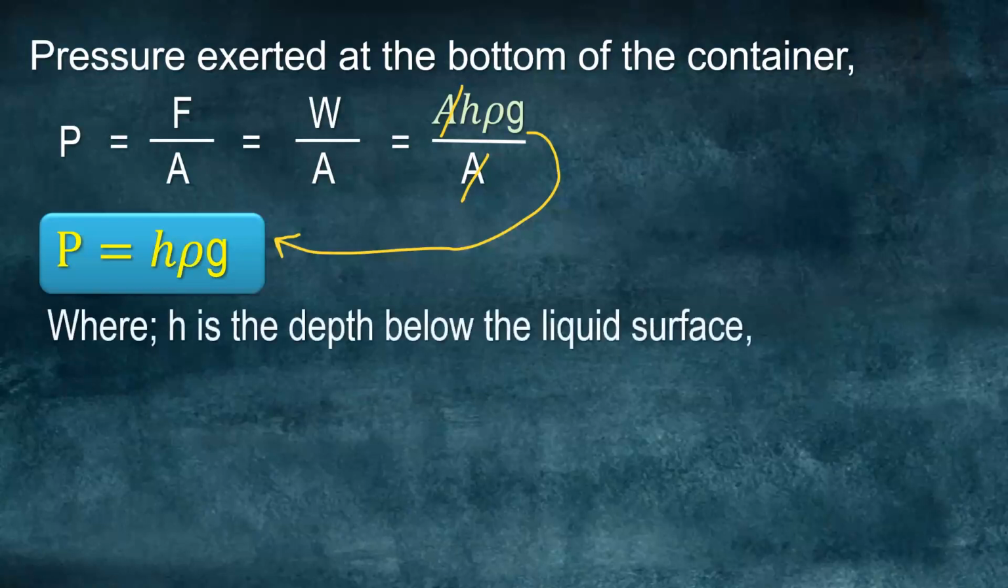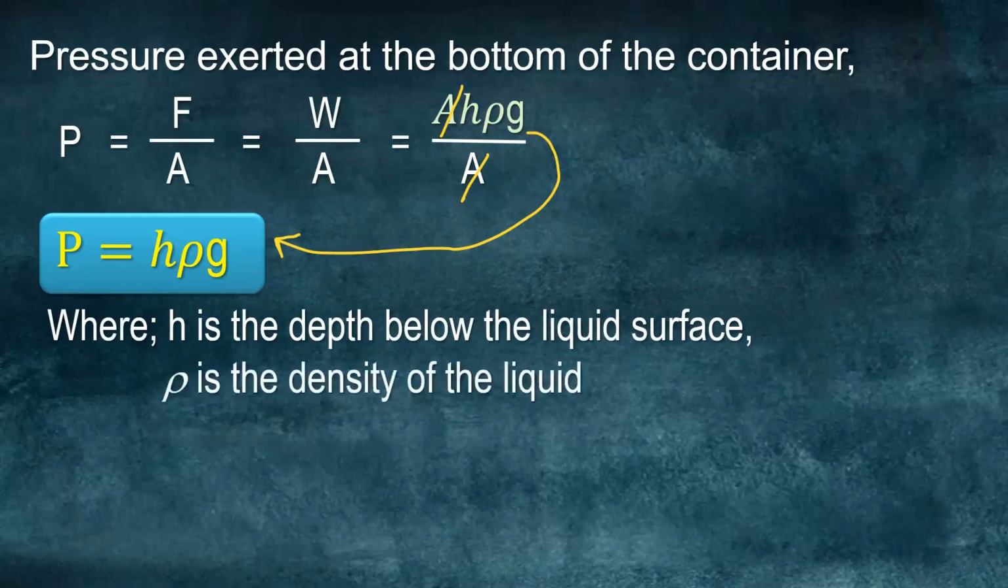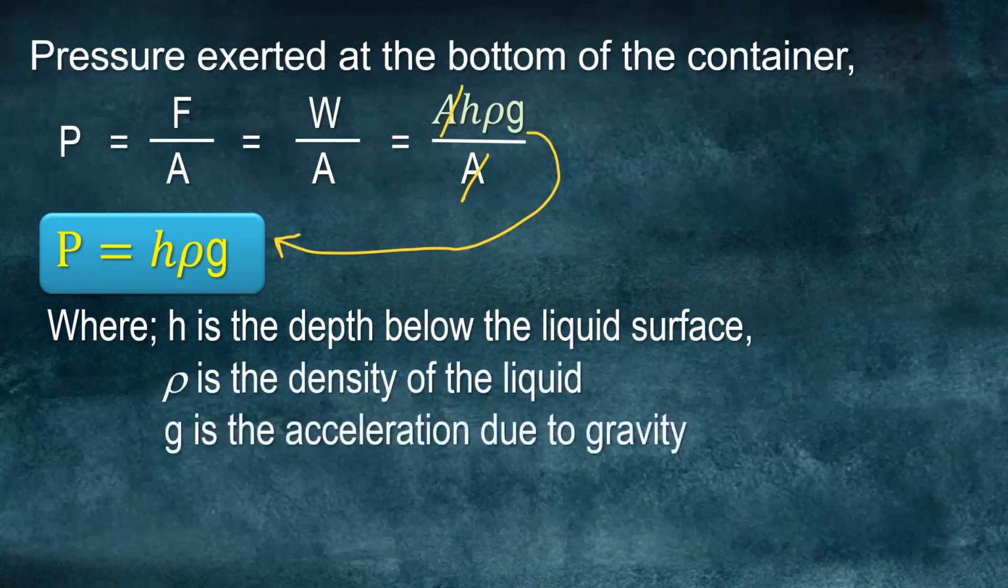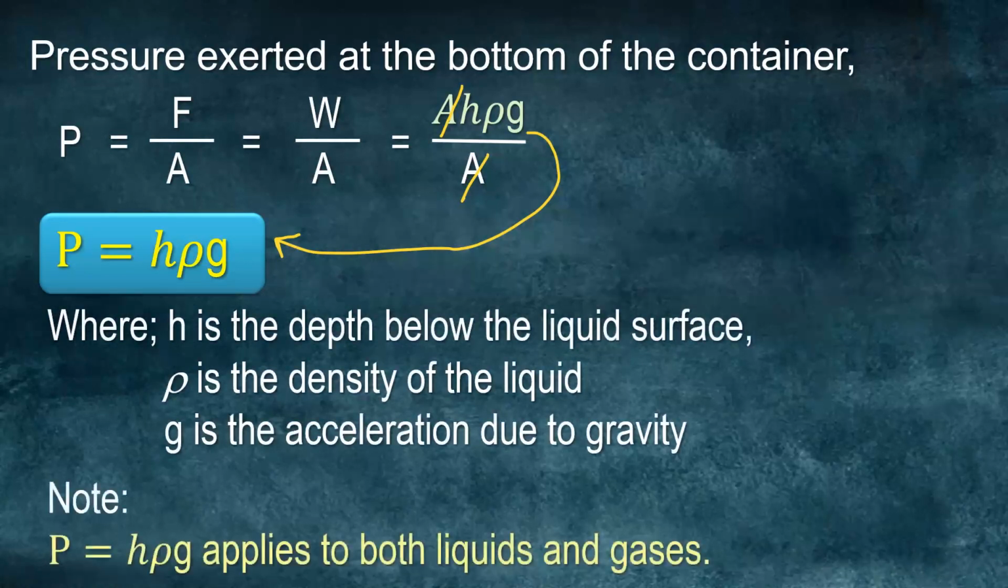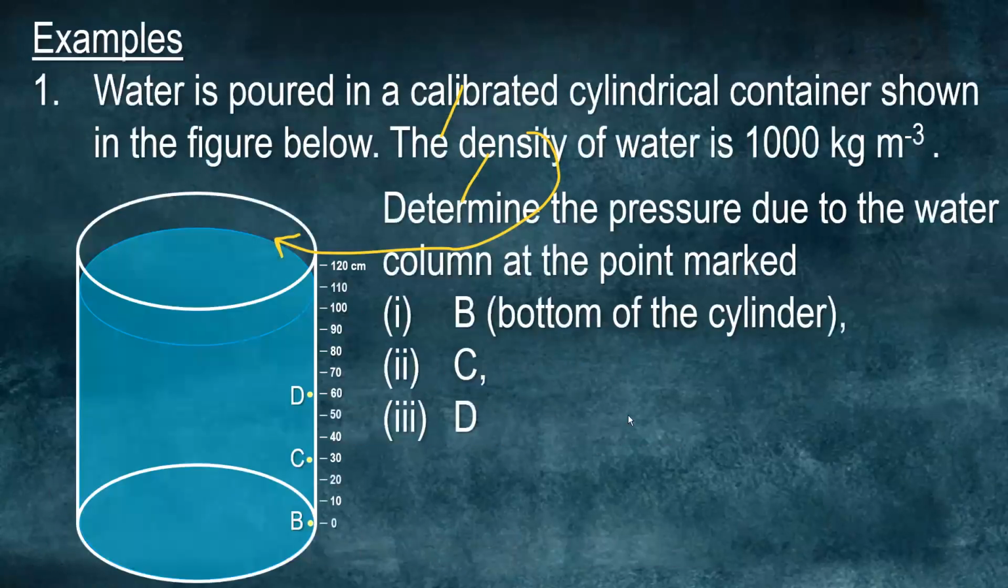Understand that H is the depth below the liquid surface, rho is the density of the liquid, and G is the acceleration due to gravity. And these are the three factors that affect the pressure in liquids. Please note that this formula applies to both liquids and gases. Understand that this formula is not just strictly for liquids, it's general. It's a generic formula.